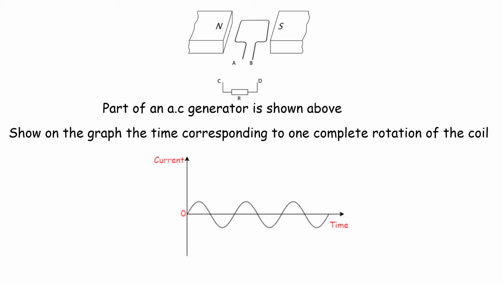Show on the graph the time corresponding to 1 complete rotation of the coil. 1 complete rotation of the coil is going to be half above the horizontal axis and the other half below the horizontal axis. And so 1 complete rotation is what is shown. The time taken will be from the 0 mark to the end as shown in the diagram. And the time taken for 1 complete rotation is referred to as the period, and it is indicated with a capital T.